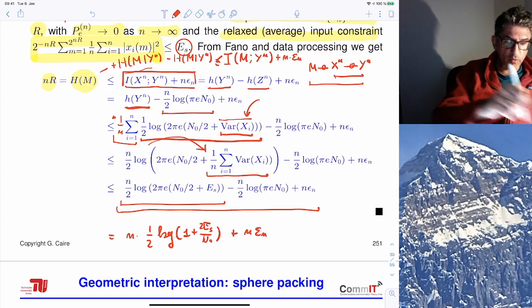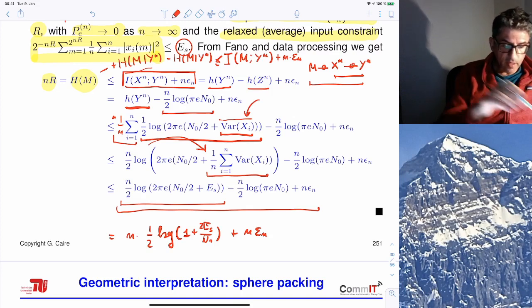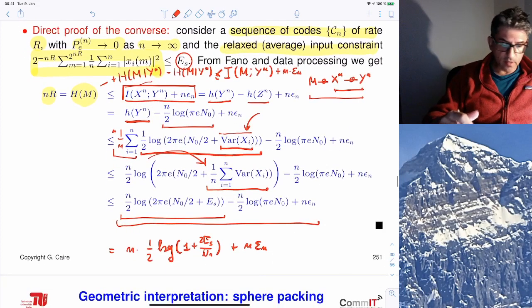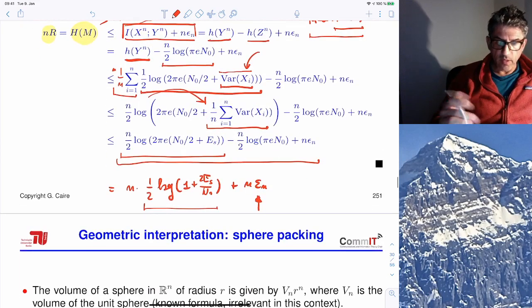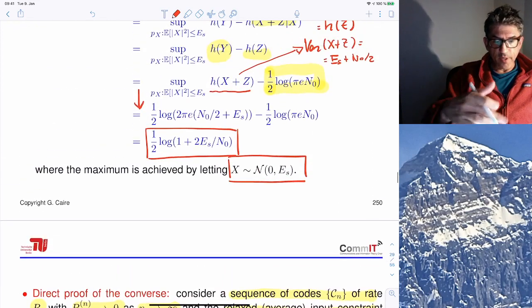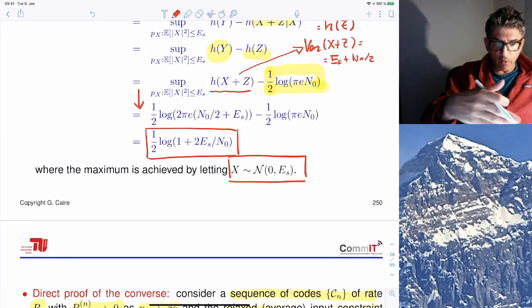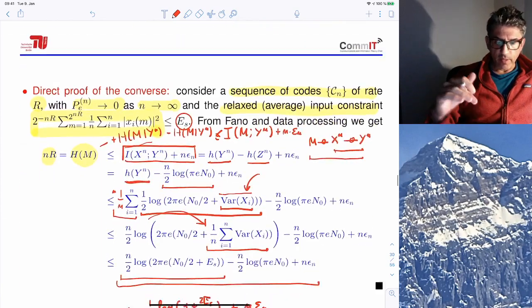Then all we have to do is to divide by n on both sides, and we end up with: if such a family of codes exists, the rate must be less than this quantity plus a vanishing quantity, which proves that this quantity is an upper bound to the capacity. But of course, we have already proved that this quantity is achievable because it's the maximum of the mutual information, and therefore we are done.